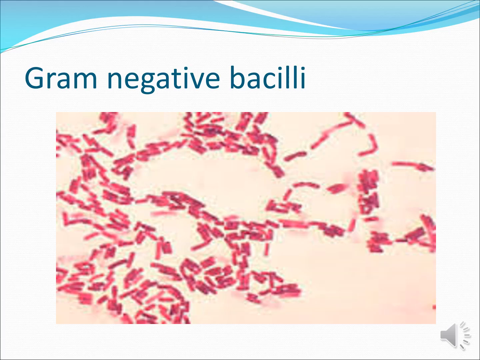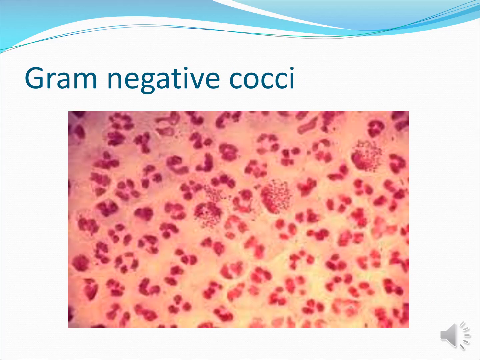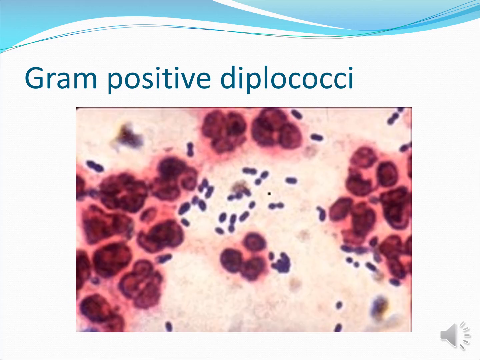Take note of everything. And this one is a gram-negative cocci. You can see that it is present within the cells. So this is intracellular gram-negative cocci. For example, the most common is gonococci. Very dangerous. And this is a gram-positive diplococci. Diplococci means two cocci seen in pairs. Example, pneumococci.